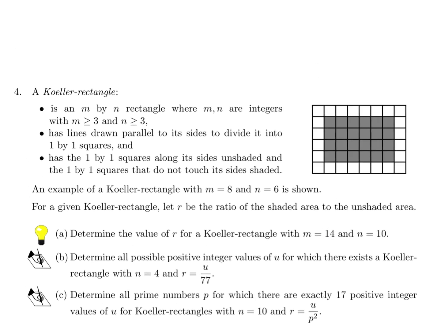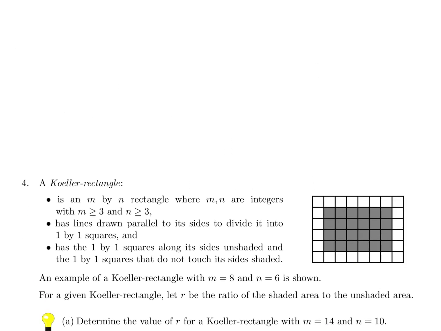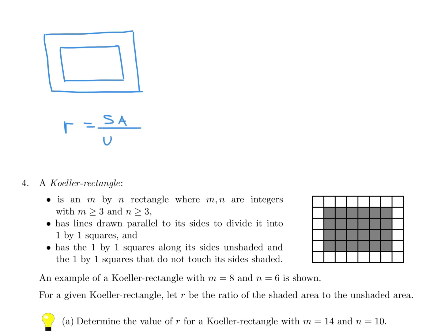All right, so let's do this here. So we have this scenario. This is not going to be a work of art, but that's okay. So what is R? They're saying that R is the ratio of the shaded area to the unshaded area. That shouldn't be a problem. Now, they're telling me that in this case, my m is 14 and my n is 10. Now each of these guys is 1.